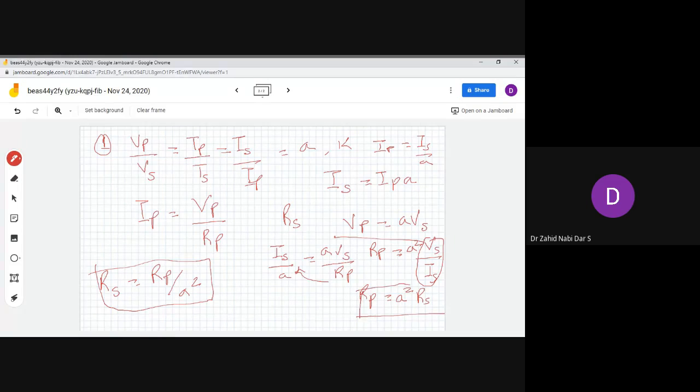And on similar concepts, your reactance Xp is equal to A square Xs, and similarly your Xs is equal to Xp by A square.